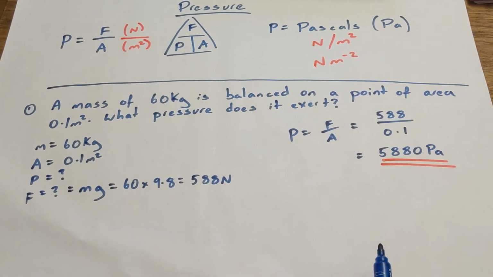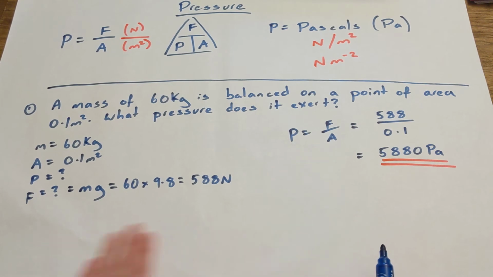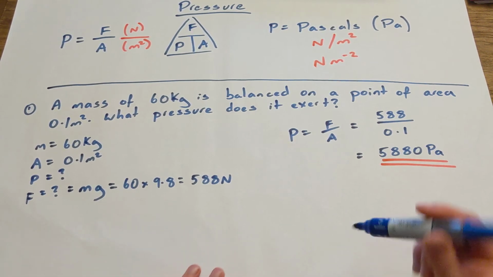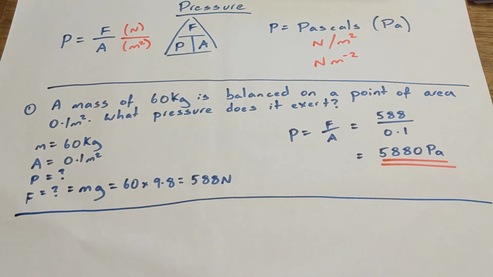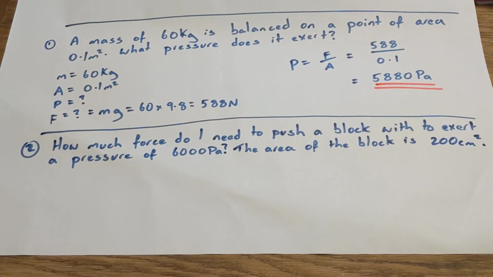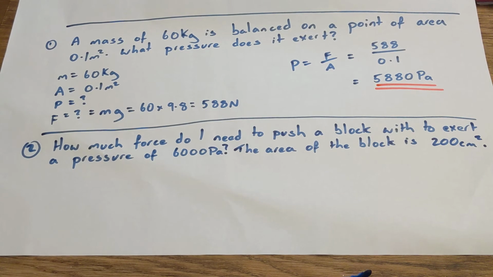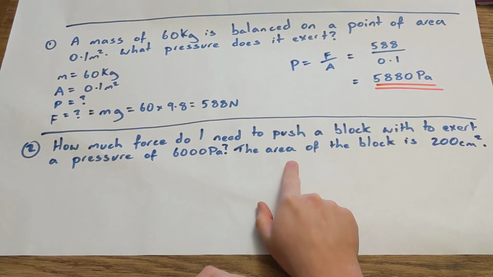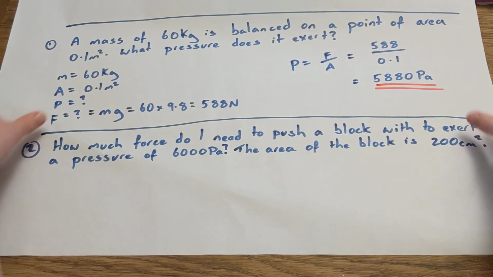One of the common things which people trip up on in pressure questions is when the area isn't in meters squared, or if they need to rearrange it, okay? So we're going to look at a question now that will require us to rearrange it and will require us to put our area into meters squared, okay? Question this time then is, how much force do I need to push a block with to exert a pressure of 6,000 pascals? Okay, and the area of a block that's being pushed against it is 200 centimeters squared.